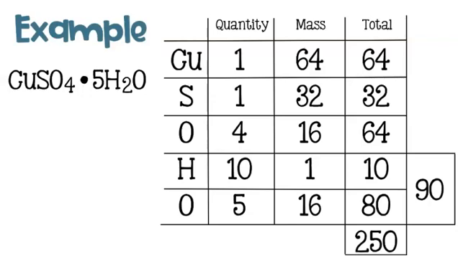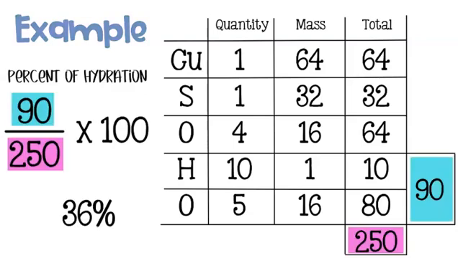We can then add the masses of our hydrogen and oxygen in water to get 90, and we add everything together to get the formula mass for the copper(II) sulfate pentahydrate. Percent hydration is going to be the mass of the water, 90, over the mass of the total, 250, multiplied by 100. So the water, or 90, is the part, and the 250, the total, is the whole. Once we divide that and multiply by 100, we get 36%.